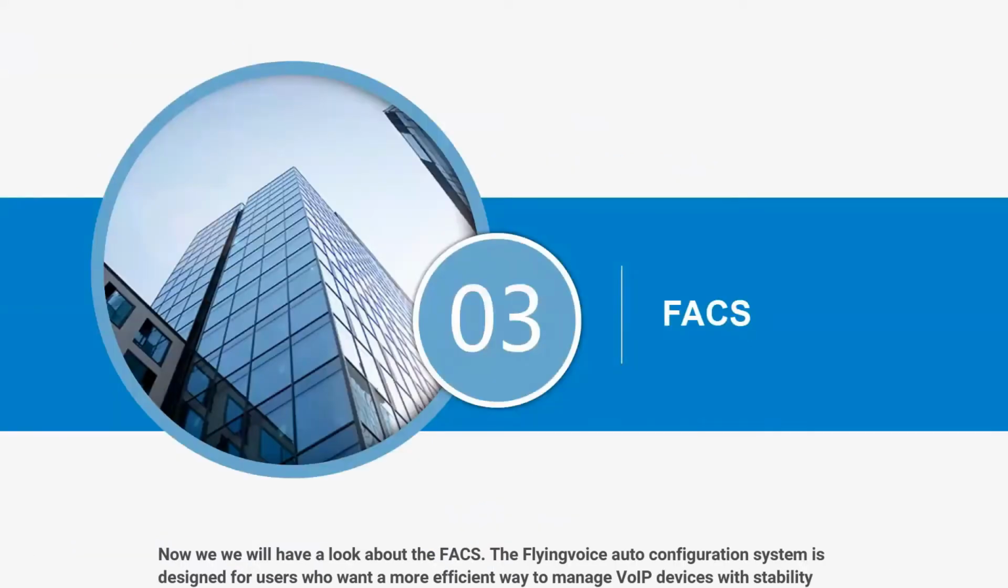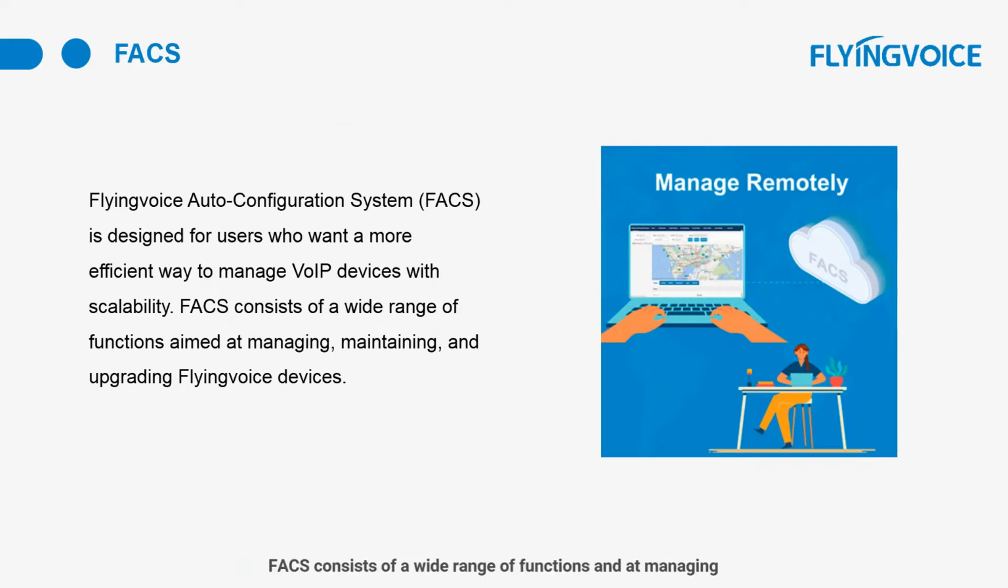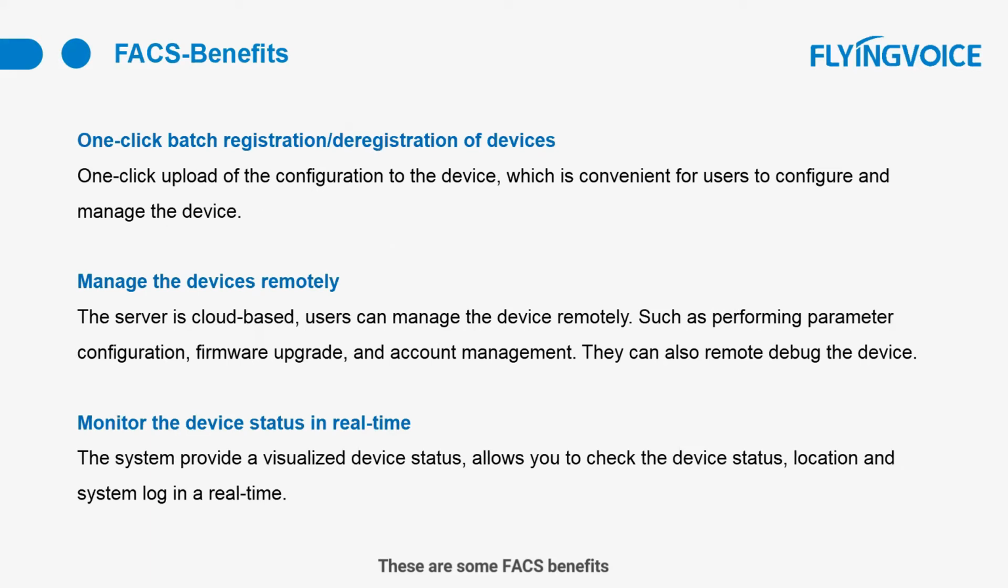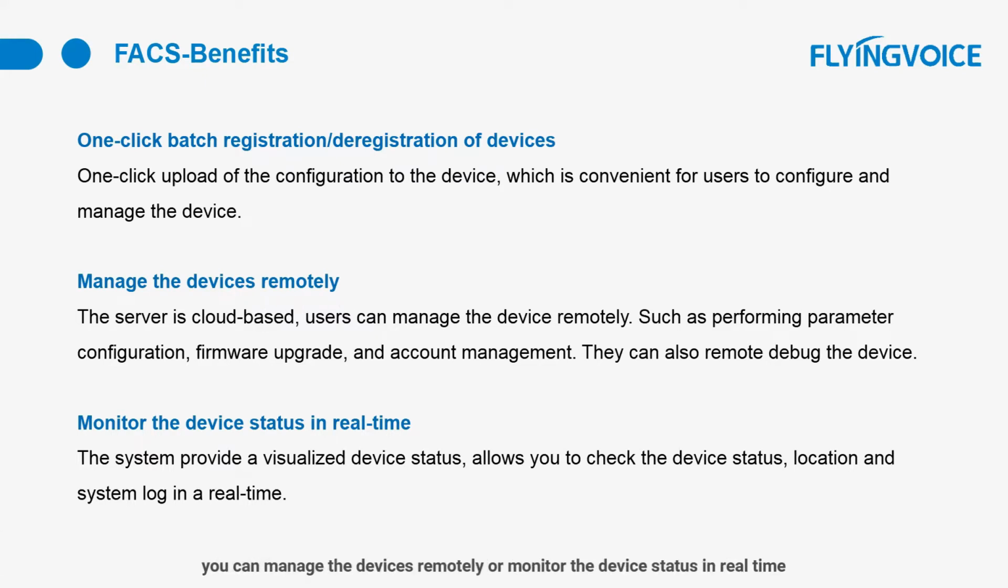And now we will have a look at the FACS. The Flyingvoice Auto Configuration System is designed for users who want a more efficient and scalable way to manage VoIP devices. FACS consists of a wide range of functions aimed at managing, maintaining, and upgrading Flyingvoice devices. These are some FACS benefits. For example, one-click batch registration or deregistration of devices. You can manage the devices remotely or monitor the device status in real time.